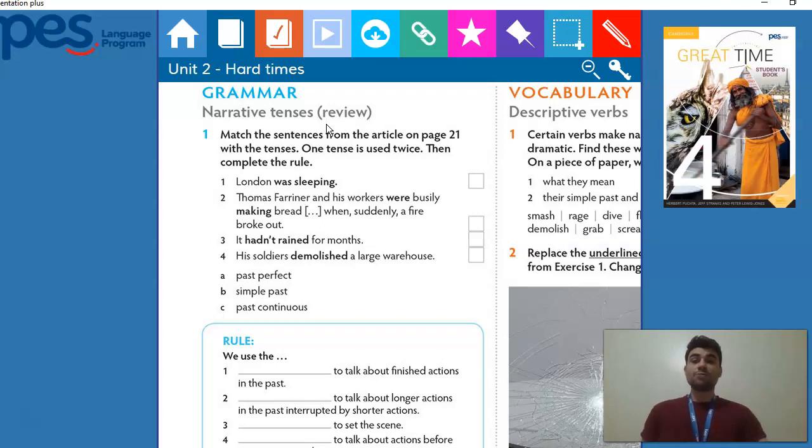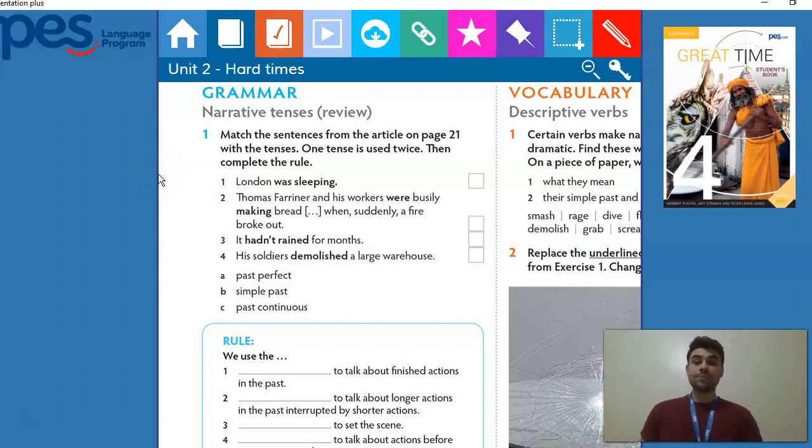So let's do the first exercise. We have here number 1. You have to match the sentences from the article on page 21 with the tenses, right? One tense is used twice, and then we have to complete the rule. So let's take a look at the sentences. So we have sentence number 1 here.